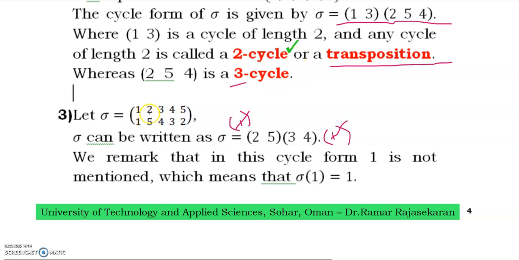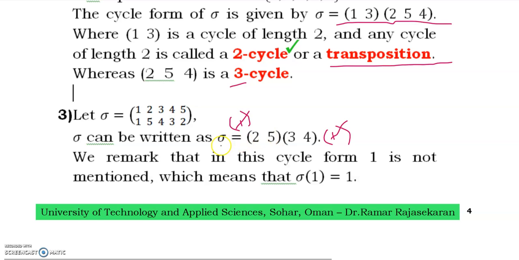Okay, so now 2 goes to 5, 5 goes to 2, 2 goes to 5, 5 goes to 2, which means these two numbers have a cycle, which means a transposition, or we can say a 2 cycle. So I am writing 2, 5. Similarly, you see 3 goes to 4, 4 goes to 3. So this is also a 2 cycle. Okay, no other numbers come in this cycle.